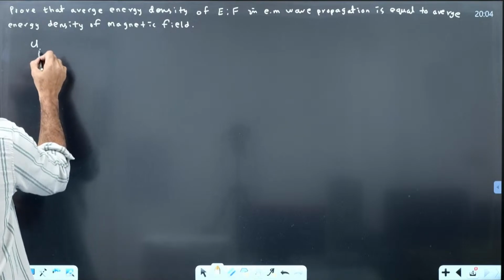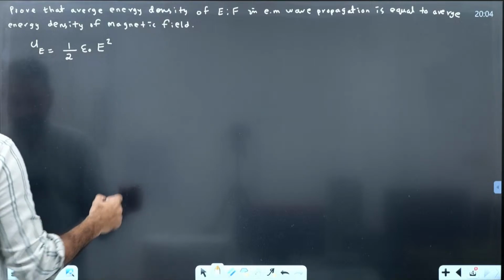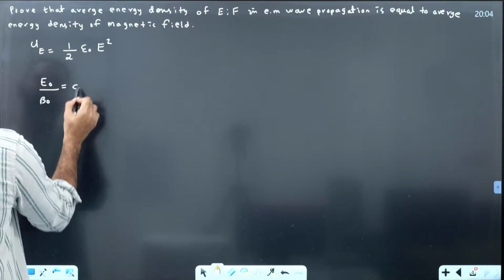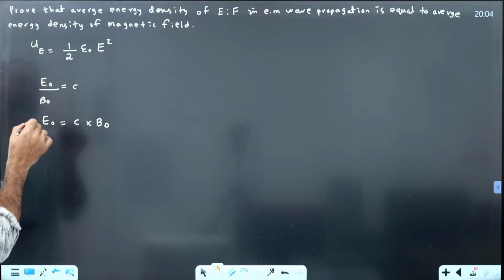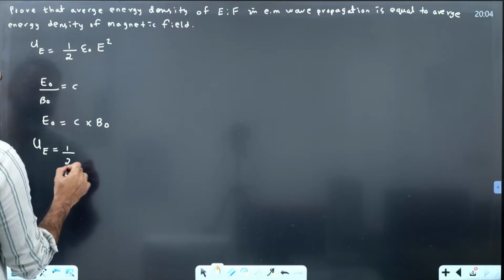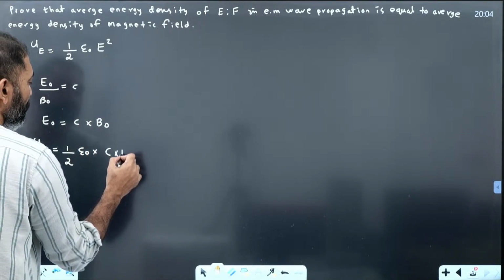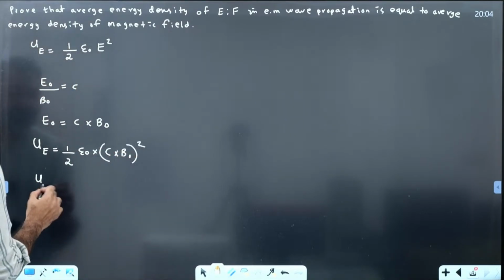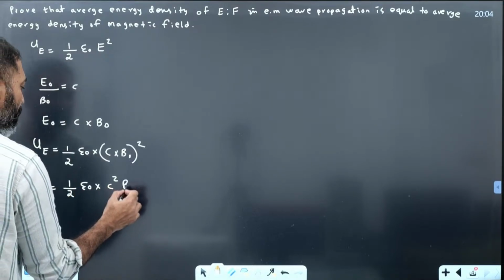See, U_E is equal to what? Average energy density of electric field is half epsilon 0 E square. But we know that E0 by B0 is equal to C. So E0 equals CB0. What is E0? Amplitude of electric field. What is B0? Amplitude of magnetic field. So U_E is equal to half into epsilon 0 into, instead of E square, I can write CB0 the whole square. So U_E is equal to half into epsilon 0 into C square B0 square.